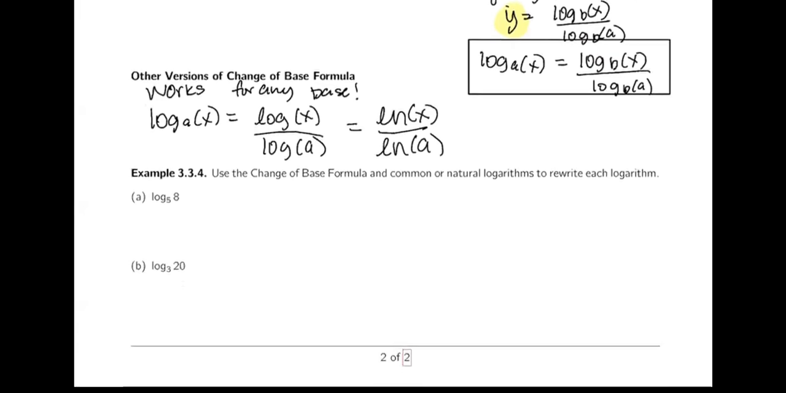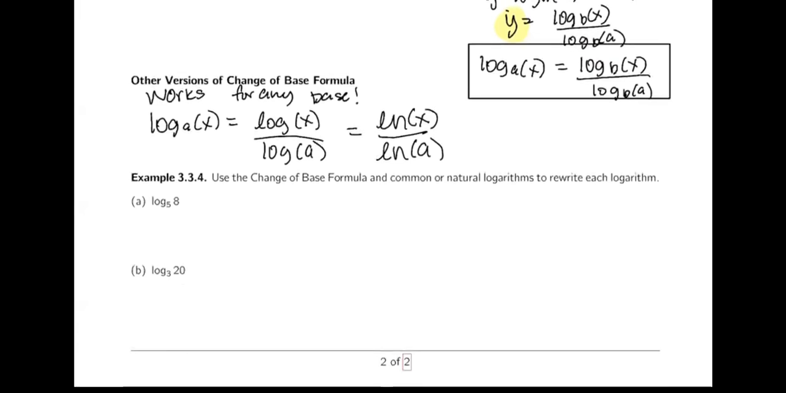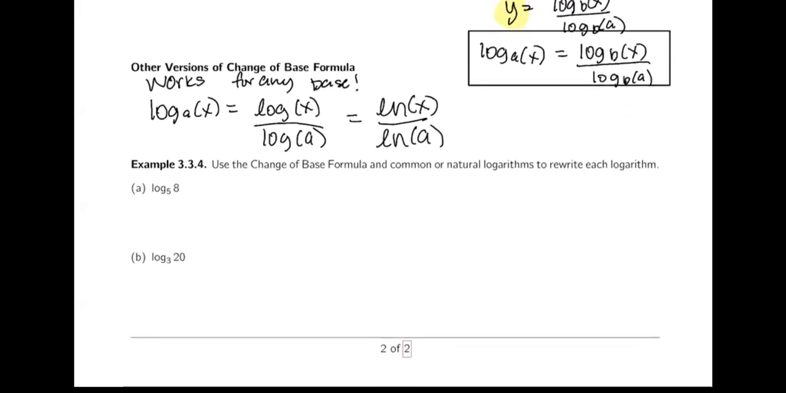And you might have noticed that your calculator might not have a log base 5 button. It probably has a log base 10 button, and it has an ln button, but it probably doesn't have a log base 5 button. So if I wanted to know approximately what log base 5 of 8 is equal to, I could use my log button and say it must be equal to the log of 8 divided by the log of 5.